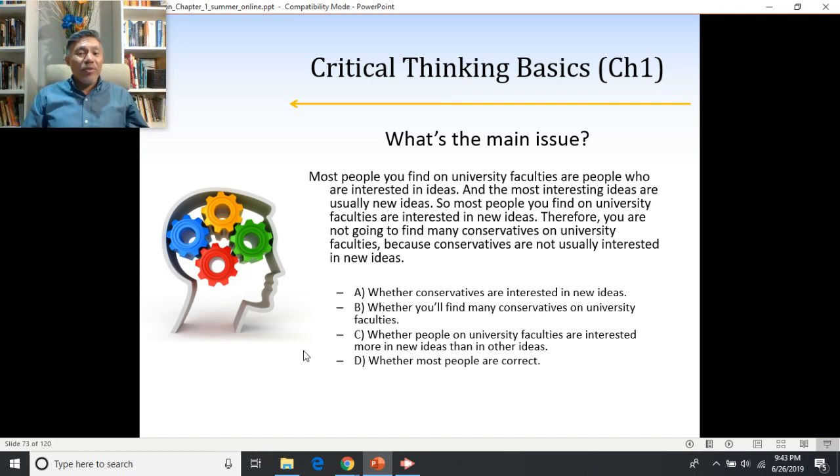So the issue was whether or not that's true, right? Will you find conservatives on university faculties? Will you find a lot of conservatives on university faculties? That's the issue. And everything else they said in this passage are reasons to believe their answer to that question, right? Their answer being, you are not going to find many conservatives on university faculties. Now, again, an argument is an argument, regardless of whether or not the premises are true, regardless of whether or not the conclusion is actually true. As long as there's a reason to believe something, it's an argument. Okay? So in this case, the issue is obviously going to be B.